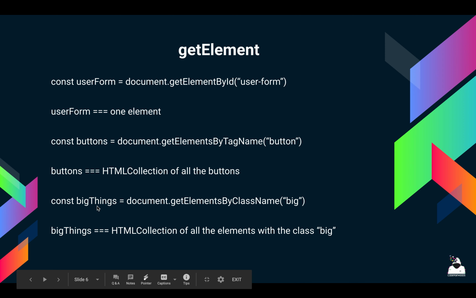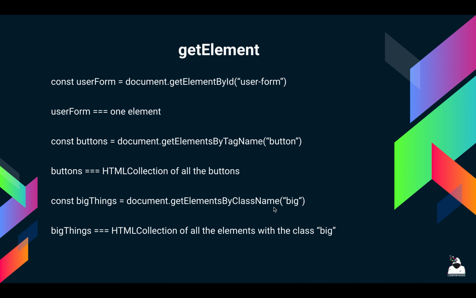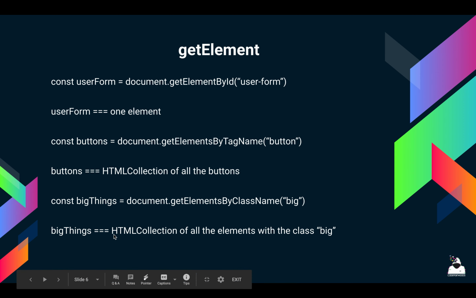Here we can get an HTMLCollection of big things by saying getElementsByClassName big. So all of the elements in the page that have the class big. They might have other classes, but we just want the elements with the class name big. And again, we get an HTMLCollection of all the elements with the class big.